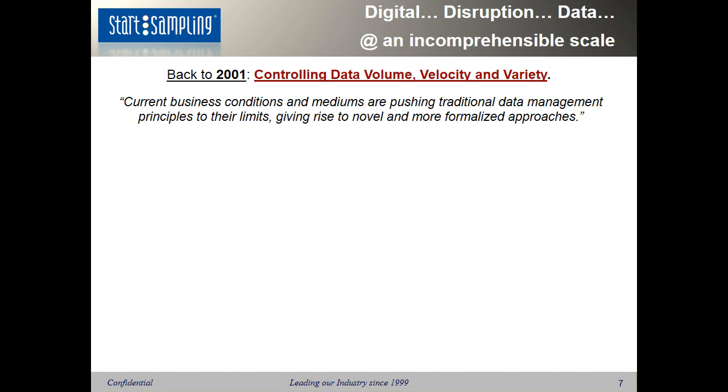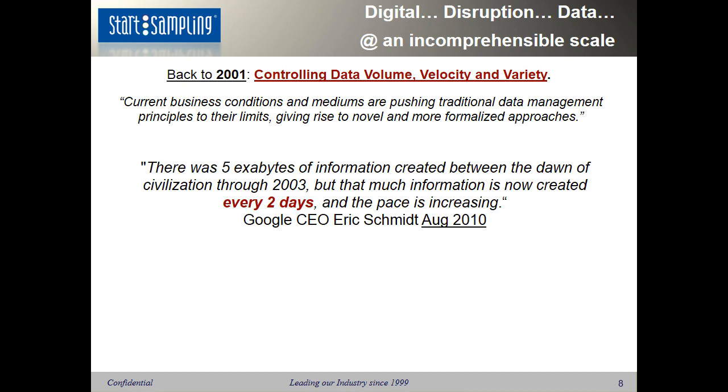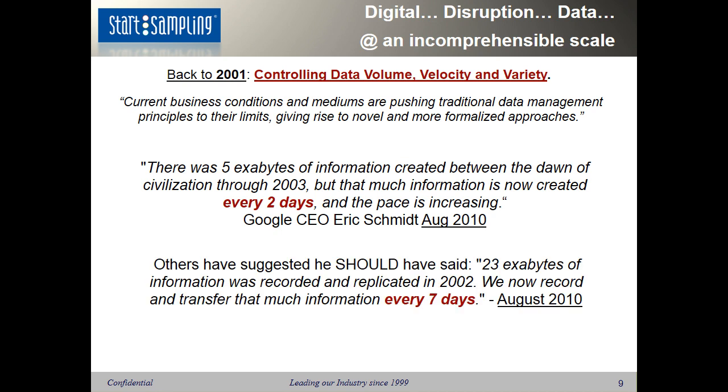Let's move 9 years forward to 2010, when Eric Schmidt made this comment: there were 5 exabytes of data and information created between the dawn of civilization through 2003, and now that much information is being created every 2 days. A lot of people took exception with that comment and said the math wasn't completely right. But when you look back at all of the blog posts and everything surrounding it, this was a true statement based on everything I've seen out there.